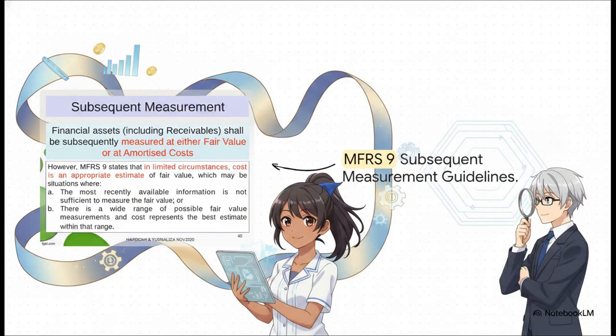In accounting terms, we deal with these uncollectible accounts through something called subsequent measurement. Following the MFRS 9 guidelines, financial assets, which includes our receivables, generally have to be measured at either fair value or at amortized cost. However, MFRS 9 does give us a little leeway, stating that in limited circumstances, cost is an appropriate estimate of fair value. For example, when recently available information just isn't sufficient, or if the cost honestly represents the best estimate within a wide range of possible fair values.